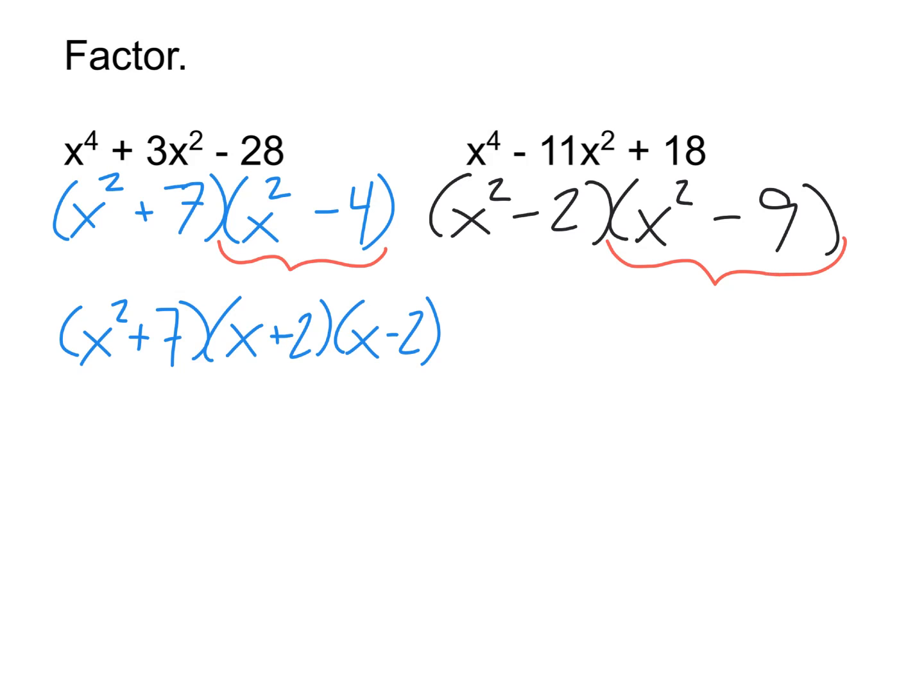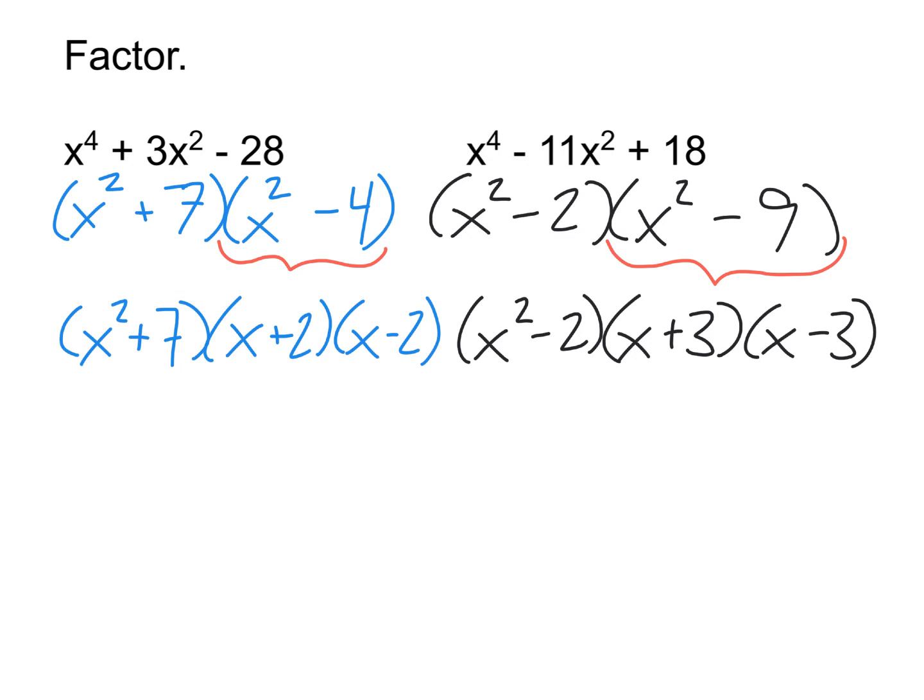Next up, the x squared minus 9, it is subtracting, and the 9 is a perfect square. So yes, we can factor that one further. So let's go ahead and do that. The x squared minus 2, remember, that did not factor, so it stays the same. And then the x squared minus 9, I'm thinking what adds to 0 and multiplies to negative 9. It should be 3 and negative 3. So x plus 3, x minus 3 there.